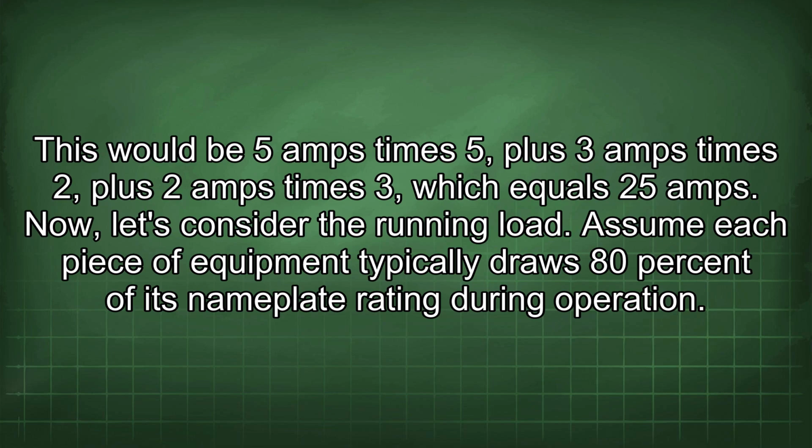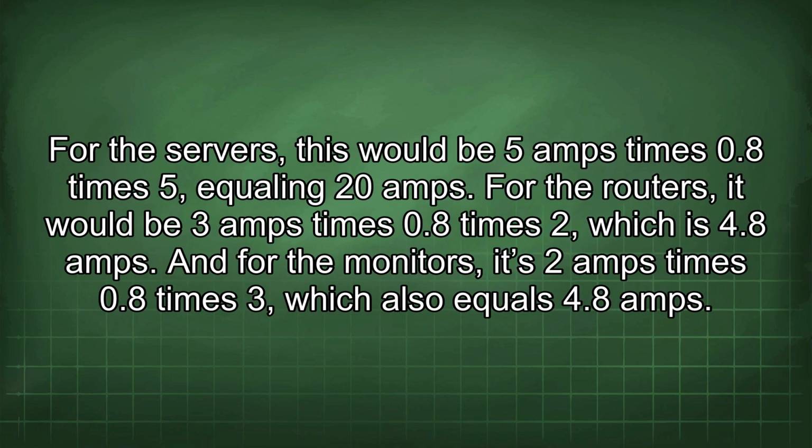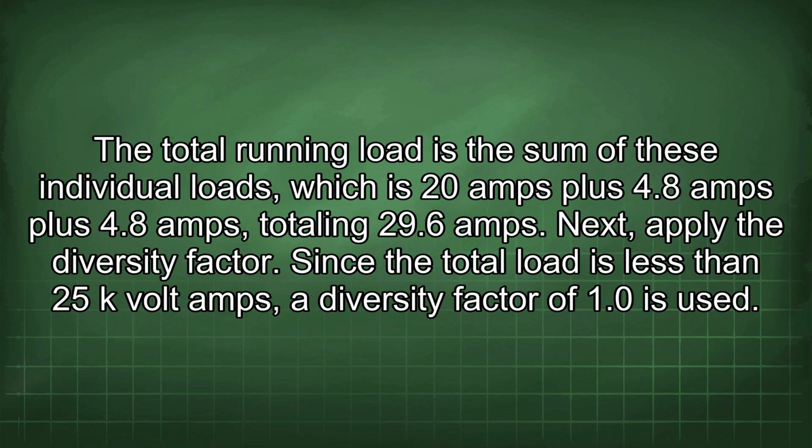Assume each piece of equipment typically draws 80% of its nameplate rating during operation. For the servers, this would be 5 amps times 0.8 times 5, equaling 20 amps. For the routers, it would be 3 amps times 0.8 times 2, which is 4.8 amps. And for the monitors, it's 2 amps times 0.8 times 3, which also equals 4.8 amps. The total running load is the sum of these individual loads, which is 20 amps plus 4.8 amps plus 4.8 amps, totaling 29.6 amps.